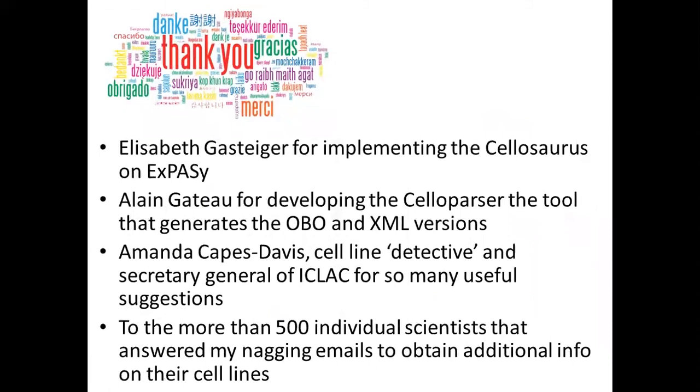Now, to thank a number of people: Elisabeth Gasteiger, who is a developer at the Swiss Institute of Bioinformatics, and who in fact has worked on ExPASy almost since the beginning of ExPASy in 1993. So it's a very, very old website, and she is the person who put the Cellosaurus on ExPASy. Alain Gateau is a developer in my group who has developed the tools which I use to generate the OBO and XML versions of the Cellosaurus.